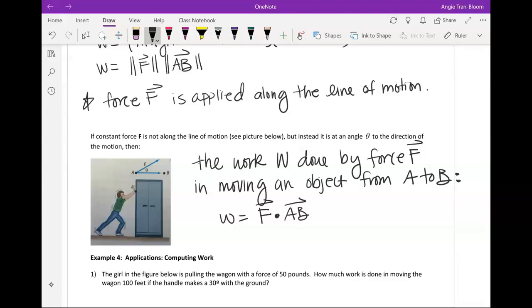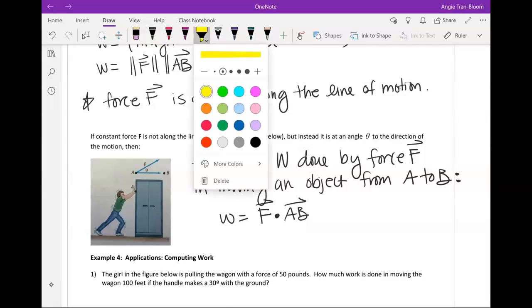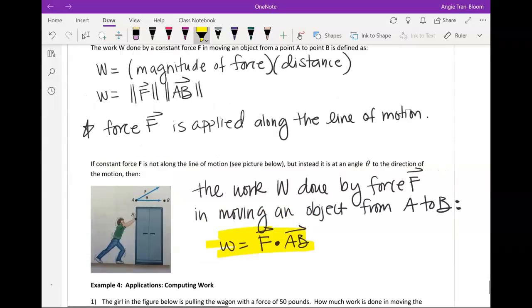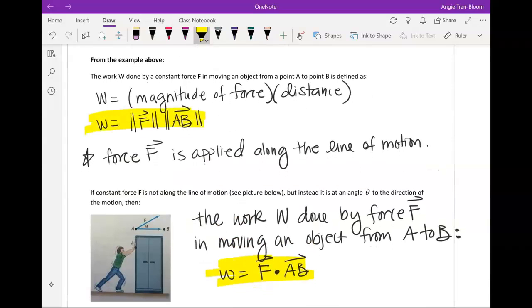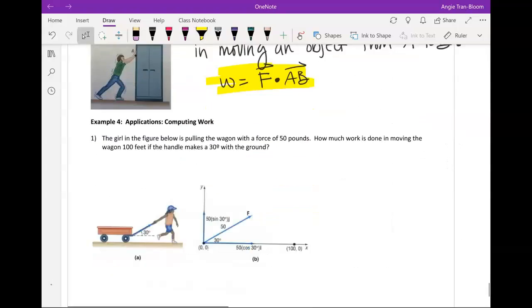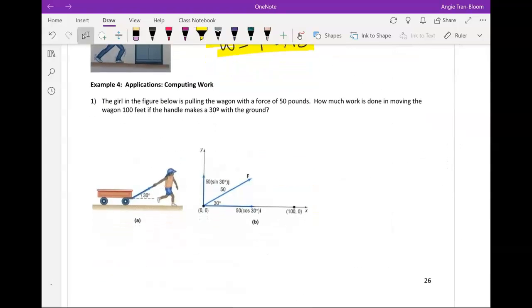And again, dot product is not the same as multiplication. This formula is used when theta is not horizontal. This formula up here is used when you are moving an object horizontally. Example 4. Well, there's an extra one right there. Okay, ignore that one. Example 4.